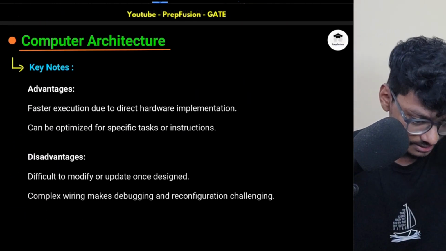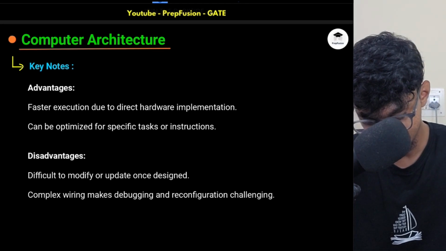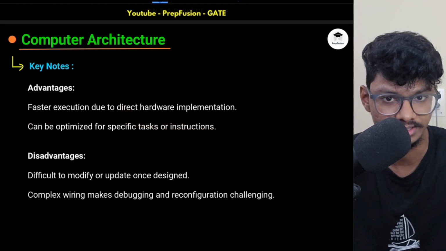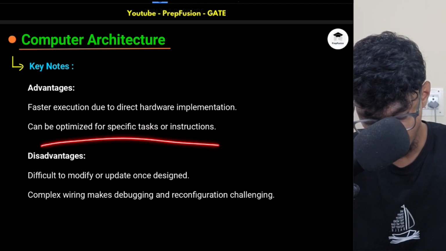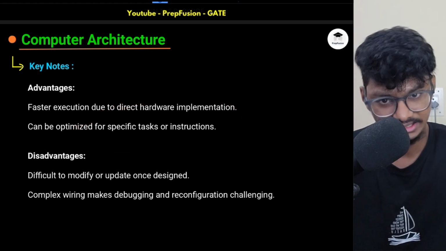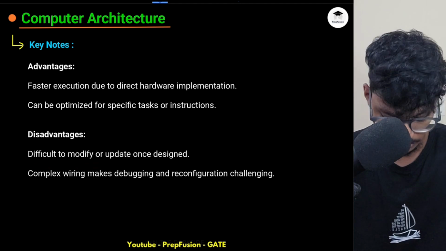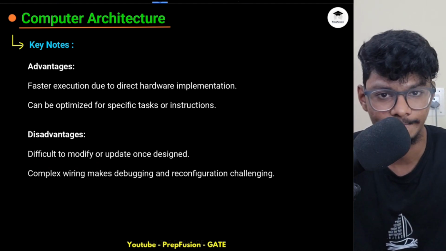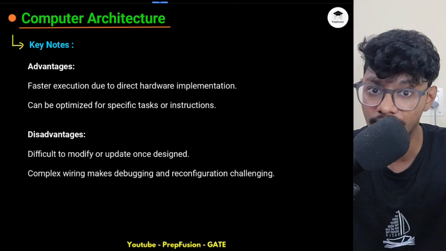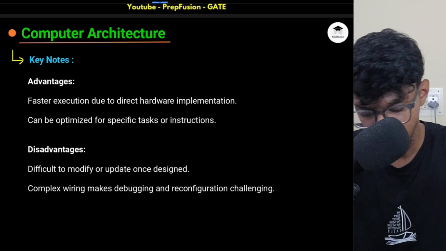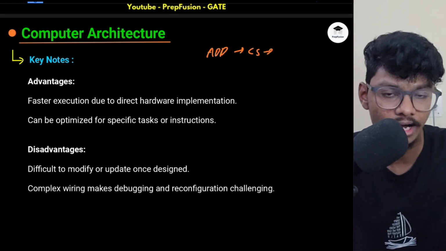Now this is very good, it has a very good advantage as it is faster due to direct hardware implementation. It is implemented in the hardware, so it is very fast and can be optimized for a specific task. But it has some disadvantages, that's why we don't use it. The disadvantage is that it is difficult to modify or update once designed. As it is implemented in hardware, we cannot modify it. Later on, if you want to modify it, say the add operation's control signal should be something else, I cannot modify it.